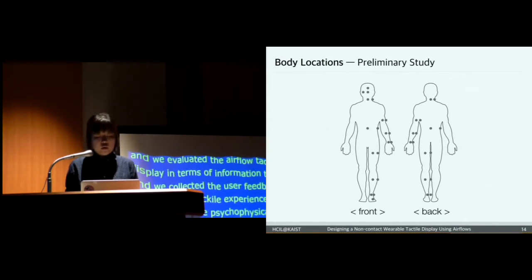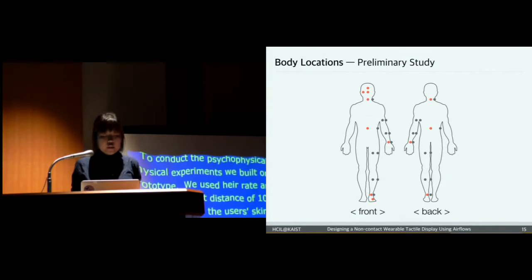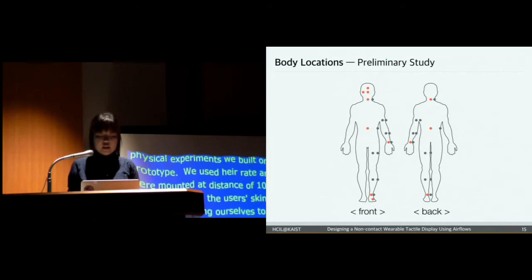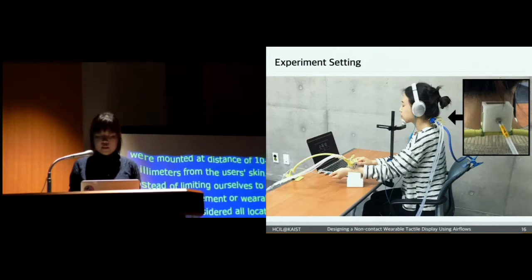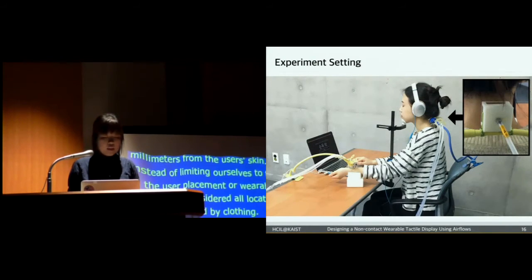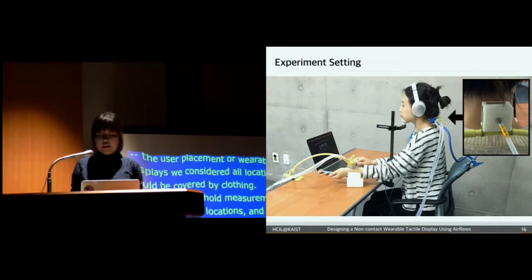Instead of limiting ourselves to the usual placement of wearable tactile displays, we considered all locations that could be covered by clothing. We did a threshold measurement of airflow on 29 body locations, and based on the results, we chose 12 body locations for subsequent experiments. Participants were seated in front of the desk, and we implemented the nozzles using a clamp.